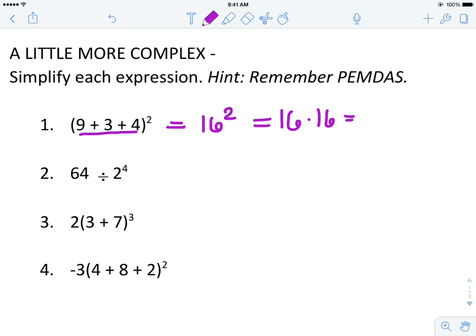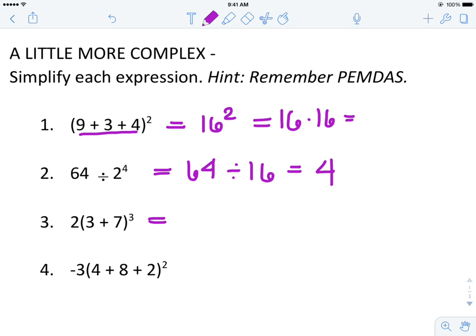So let's look at this next one. We have 64 divided by 2 to the 4th power. PEMDAS tells me parentheses. Nope. Then it tells me exponents. I have an exponent, so I'm going to do my exponent first. Then I have 64, which stays the same. The only thing I'm changing is the 2 to the 4th power. 2 to the 4th power is 16. So now I do the 64 divided by 16, which gives me positive 4. Next step is to look at the next one.